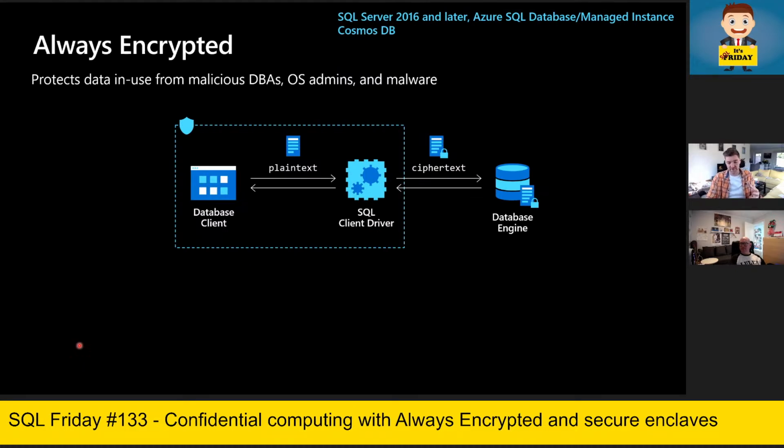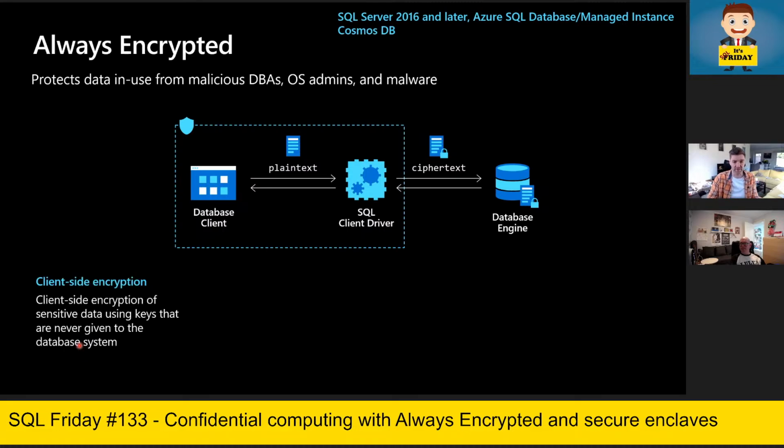So what is the principle of Always Encrypted? It's really client-side encryption. And what I mean by that is that the encryption and the decryption is done on the application side by the SQL client driver that is used by the application. So you should see that the application here is considered as trusted, and everything outside the application is considered as non-trusted. It means the network, your database engine, but also external people like DBAs, your operating system administrators. These are all considered as non-trusted.